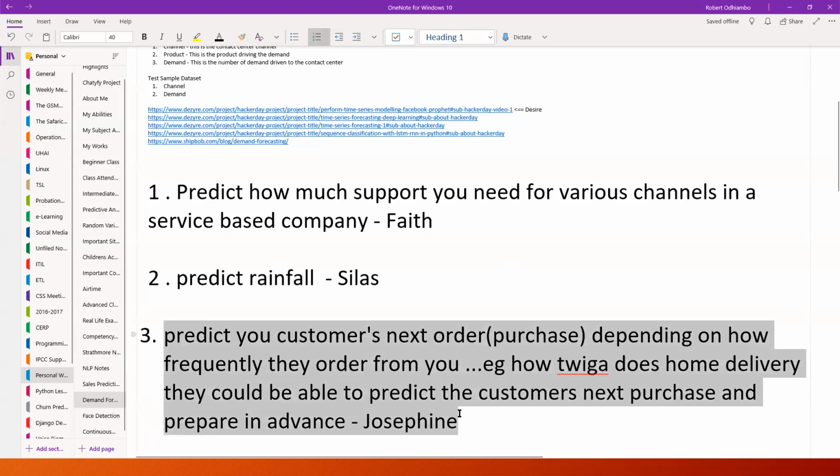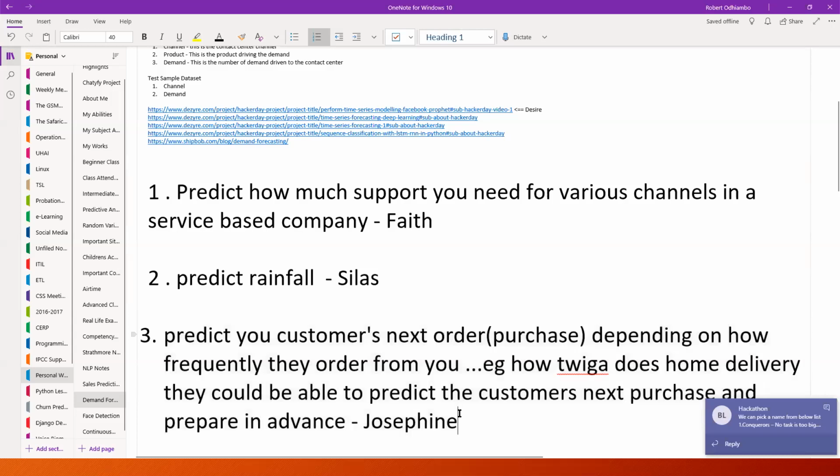We are going to predict customers' next order, depending on how frequently they order. So like how Twiga does home delivery. We will need to drill down into this and try and refine it, because an order can be of several products. To be able to provide value for Twiga, it's not only the customer's order that we need to focus on, because the recipient of this model will be Twiga.